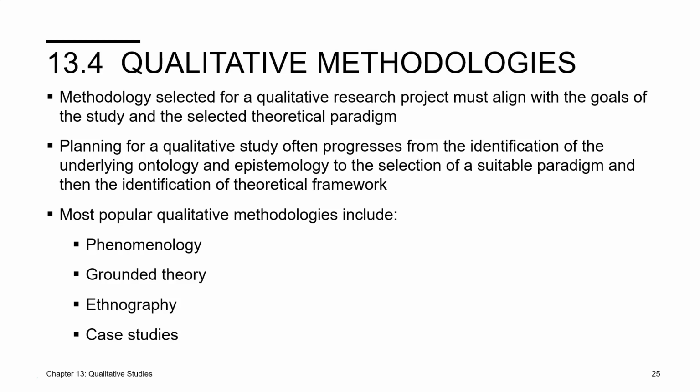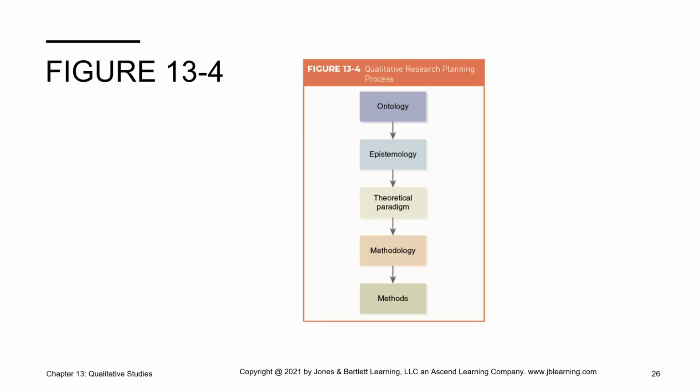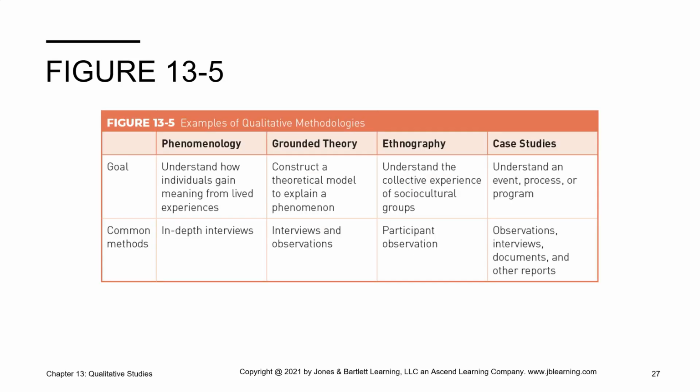So some of the most popular qualitative methodologies are phenomenology, grounded theory, ethnography, and case studies. And here in figure 13.4, it goes over the qualitative research planning process. Figure 13.5 gives some different examples of the qualitative methodologies used. For example, in phenomenology, the goal may be to understand how individuals gain meaning from lived experiences, and the method for data collection may be in-depth interviews. You can go through the rest on your own time.